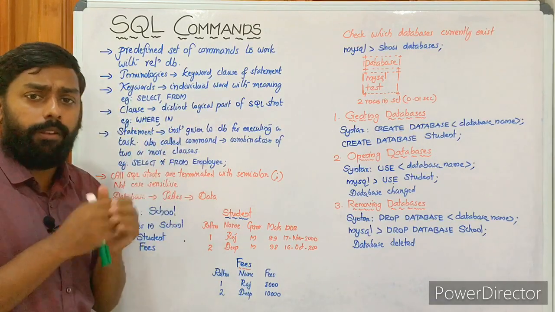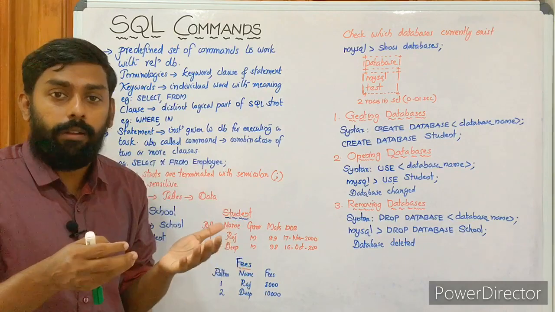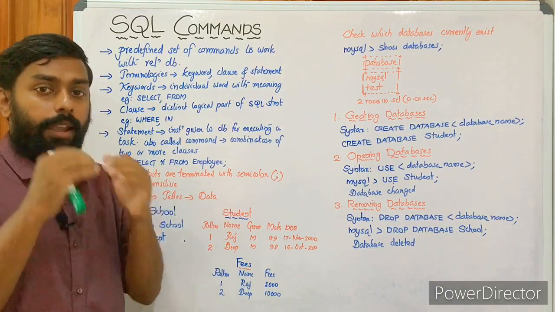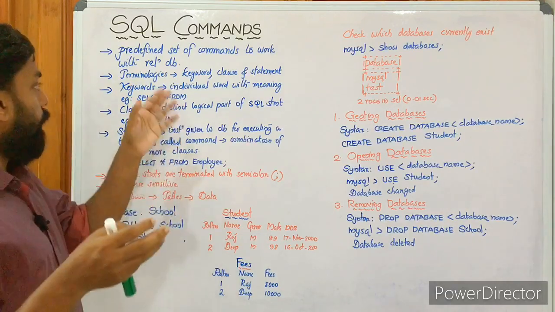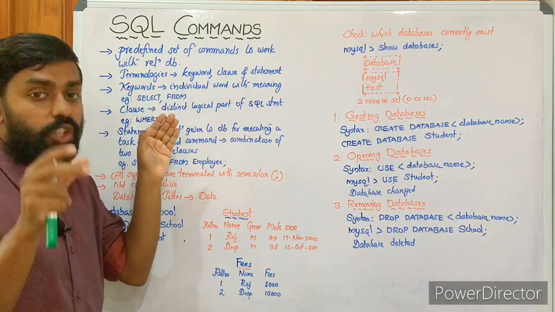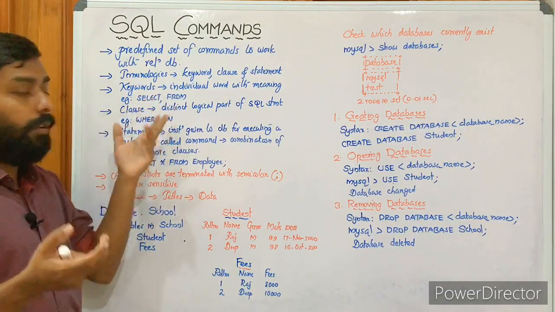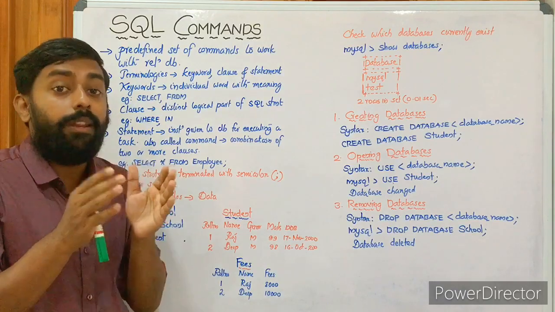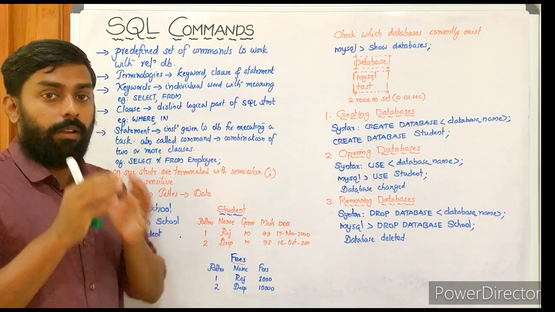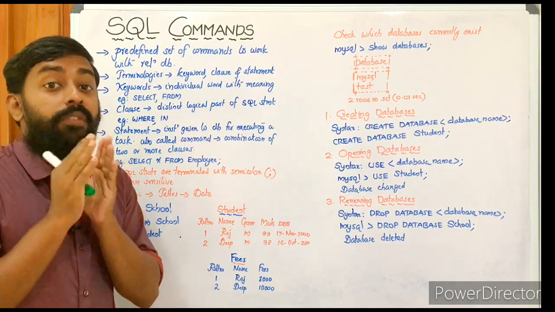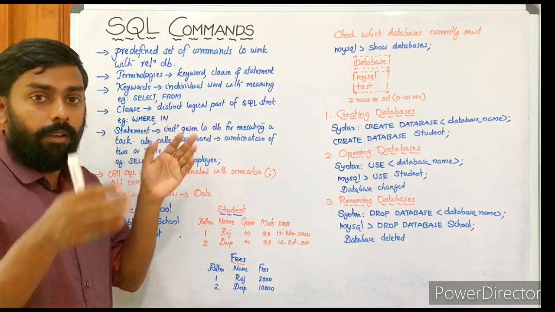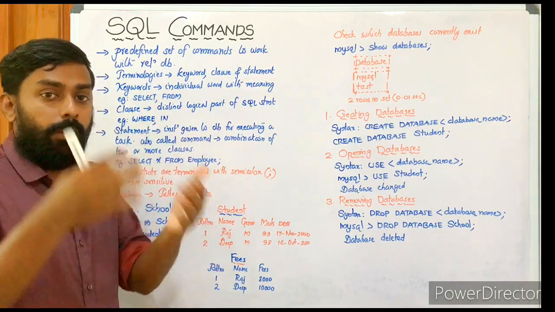What is a keyword? A keyword is a single word, a predefined word with some meaning. It's already defined in SQL. Keywords are individual words with a special meaning. For example, SELECT is a keyword, FROM is a keyword. Usually keywords are given in capital letters. SELECT is used for selecting, and FROM is another keyword which specifies the table from which we are going to get the data.